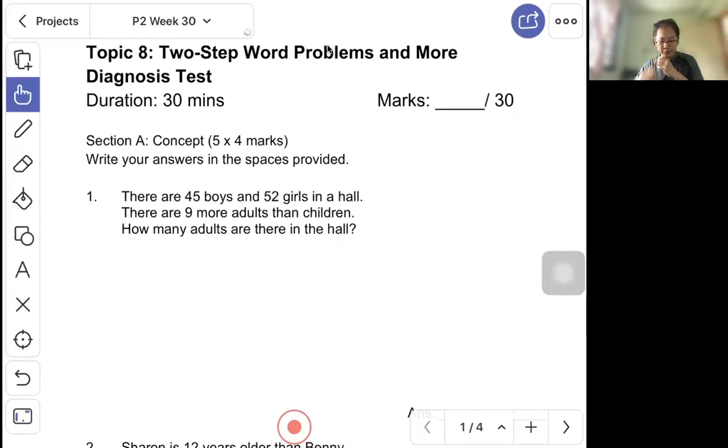I'm Mr. Tan here. Today, we are doing the two-step word problems diagnosis test. There are two sessions: A, concept, and B, thinking skill. So with that, let's begin.